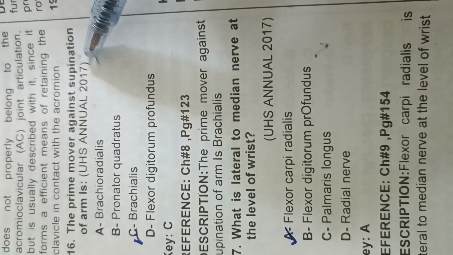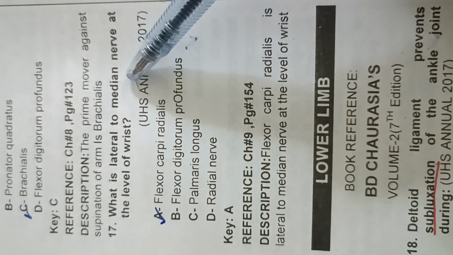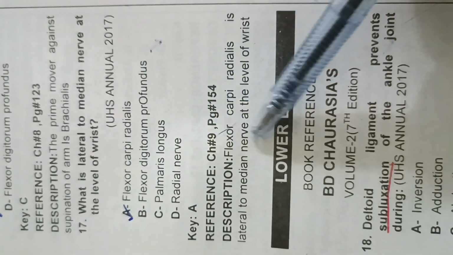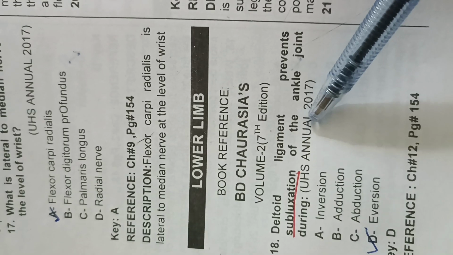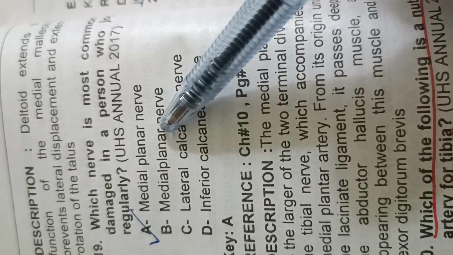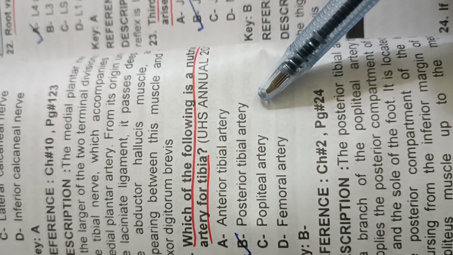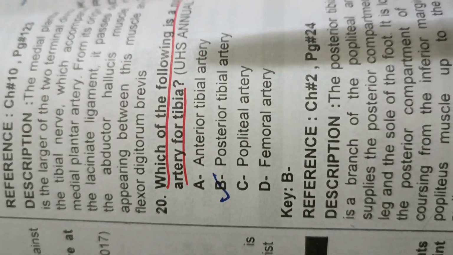The prime mover against supination is brachialis. What is lateral to median nerve at the level of wrist flexor? Carpi radialis. Deltoid ligament prevents subluxation of ankle joint during eversion. Which nerve is most commonly damaged in the person who jogs regularly? Medial plantar nerve.